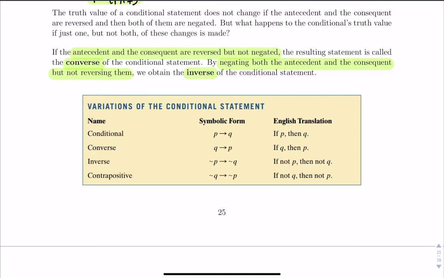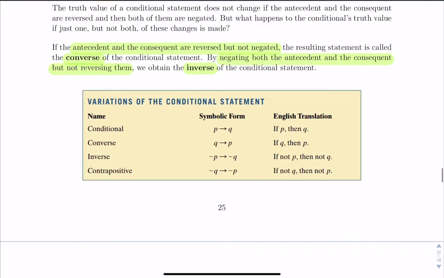So you see in the table below, it has variations of the conditional statement. The conditional is regular: if P, then Q. The converse would be flipping them: if Q, then P. The inverse is just negating both of them: if not P, then not Q. And then the contrapositive is where we flip and negate. So if not Q, then not P.